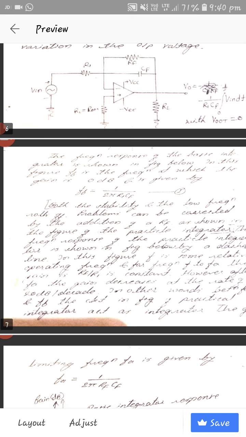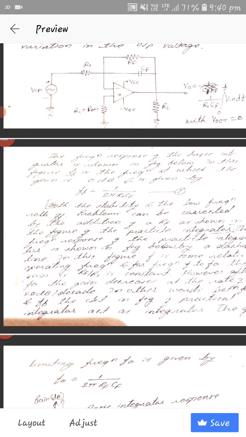Okay, in that the frequency response of the basic integrator is shown in the figure. This figure AB is the frequency at which the gain is 0 decibel and is given as FB.